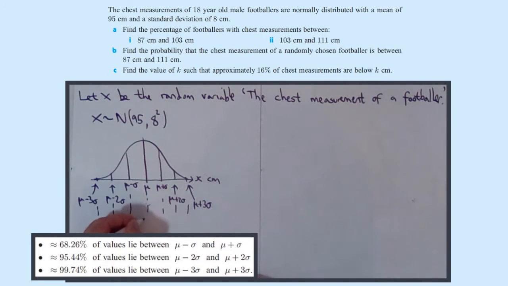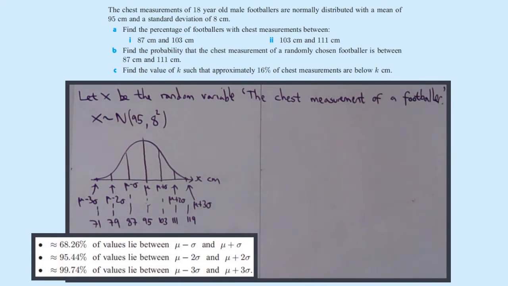Okay, so the mean we said was 95. And the standard deviation is 8, so this must be 103, just add on 8, 111 and 119. We go back the other way, 95 minus 8 is 87, take away 8 is 79, and take away 8 again must be 71.